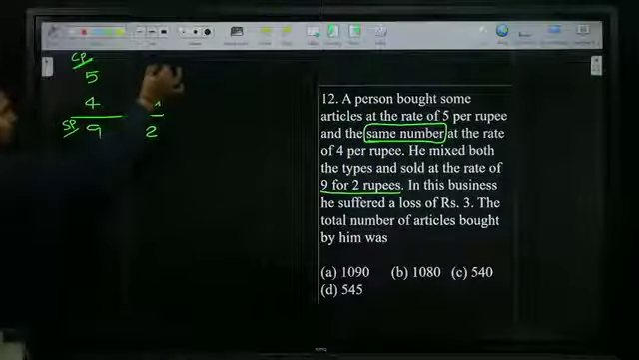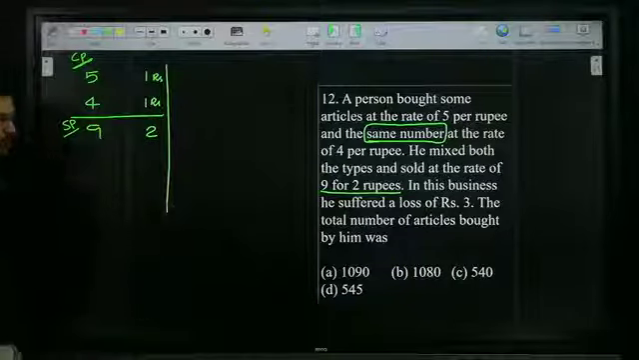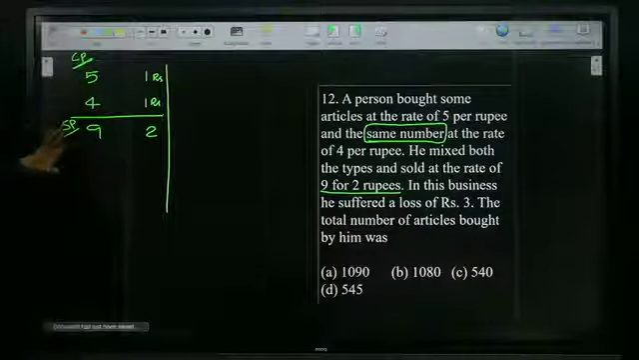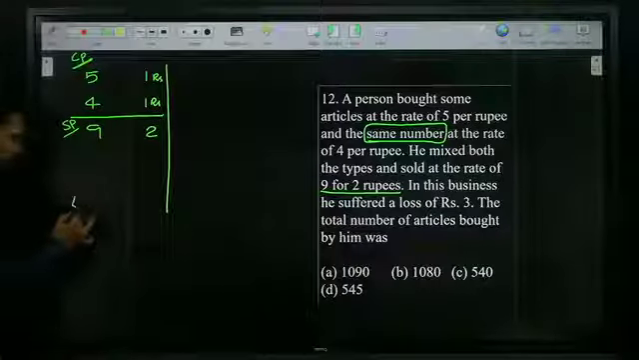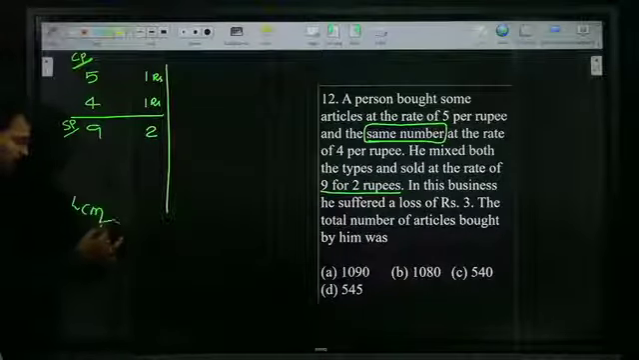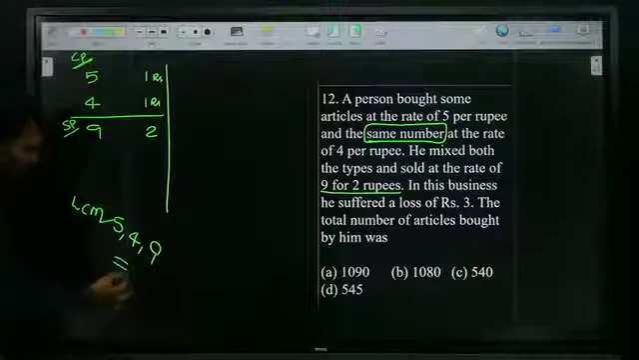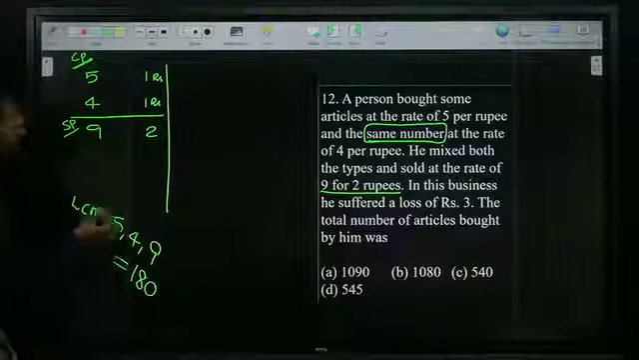First of all, our duty is to go for the LCM of 5 and 4. LCM of 5 and 4 is 20, and 20 into 9 is 180. LCM is 180.